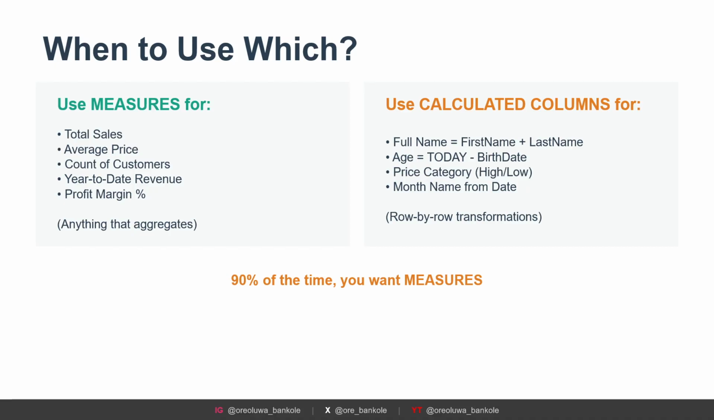Any form of segmentation that you want to do, you can do with your calculated column. You want to know the month name from a date? You do all this with your calculated column. One of the golden rules, or one of the things that you should know, is that 90% of the time you'll be using measures.